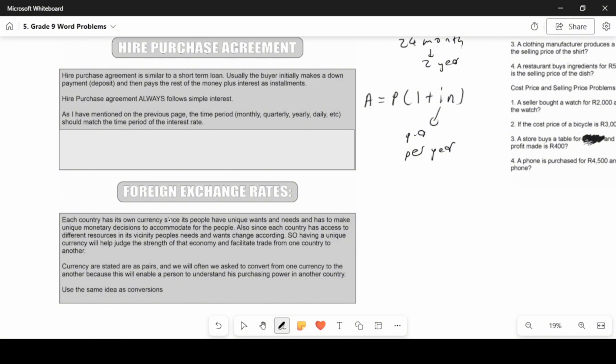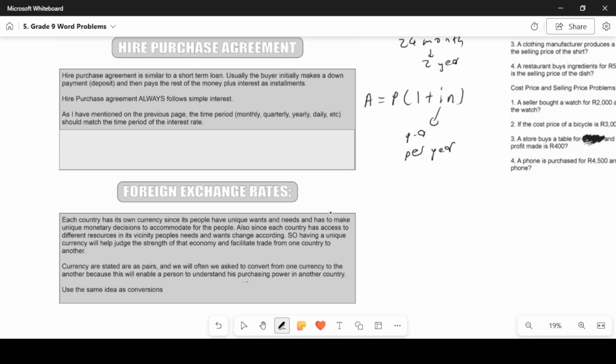Each country has its own currency, since its people have unique wants and needs, and it has to make unique monetary decisions to accommodate the people. Also, since each country has access to different resources in its vicinity, people's needs and wants change accordingly. So having a unique currency will help judge the strength of that economy and facilitate trade from one country to another. Currencies are stated as pairs, and we will often be asked to convert from one currency to another because it will enable people to understand its purchasing power in another country. Use the same idea as conversions.